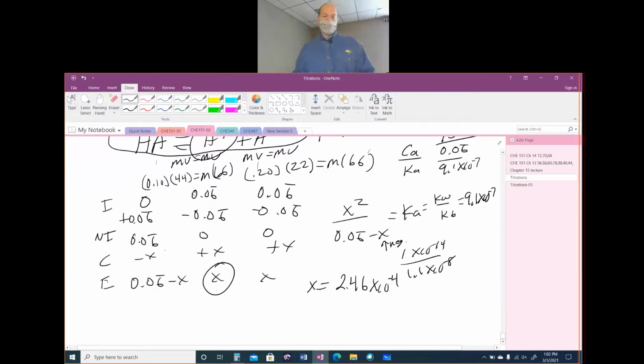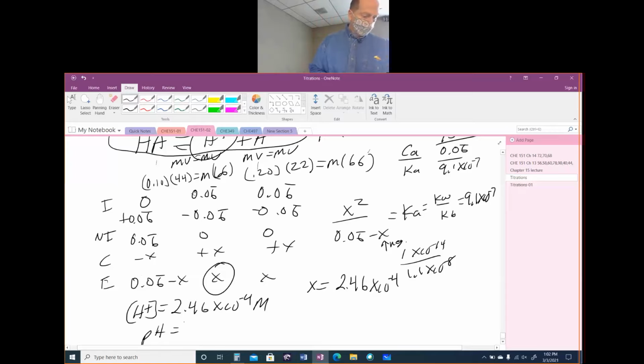So now we know x is H+, so we know our concentration of H+ is equal to 2.46 times 10 to the minus 4 molar, and the pH is the negative log of that. So the negative log of that answer gives you a 3.61. All right, and so the pH at the equivalence point is 3.61.